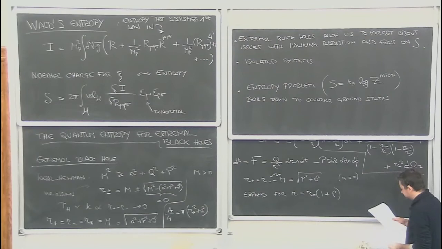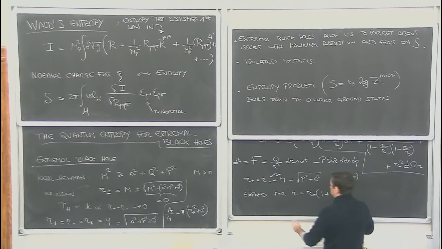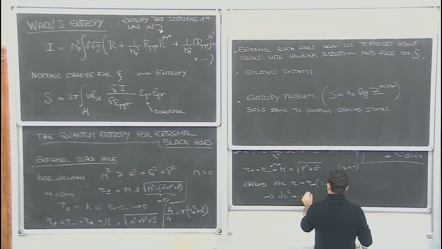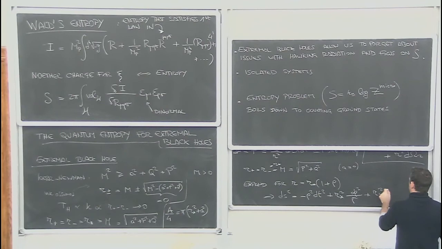So rho here, for convenience, is a dimensionless radial coordinate, because I have R star in front, just for convenience. And I get at leading order ds squared is minus rho squared dT squared plus R star squared d rho squared over rho squared plus R star squared d omega 2, and it goes on.